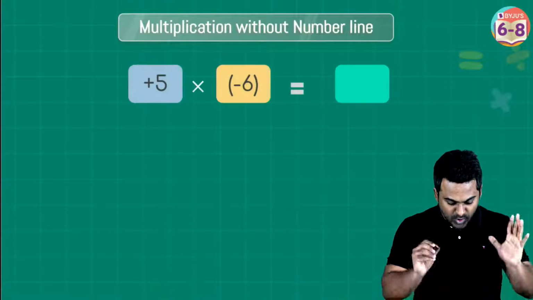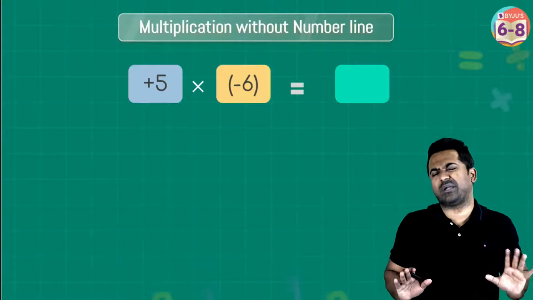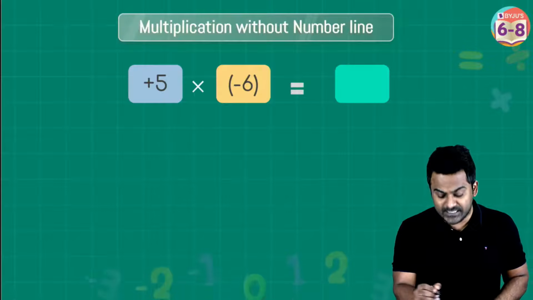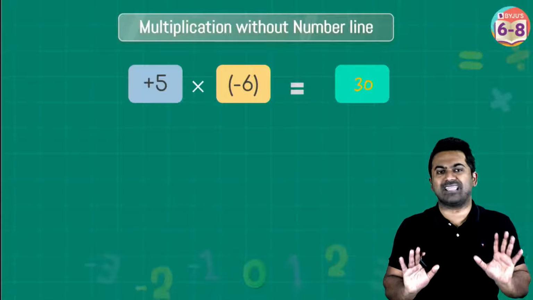Let's bring this on now. So +5 multiplied with -6. First, don't worry about the signs, just multiply. So what is 5 multiplied with 6 going to be? Well, 5 multiplied with 6 is going to be 30, right? So I'd simply write the number down.